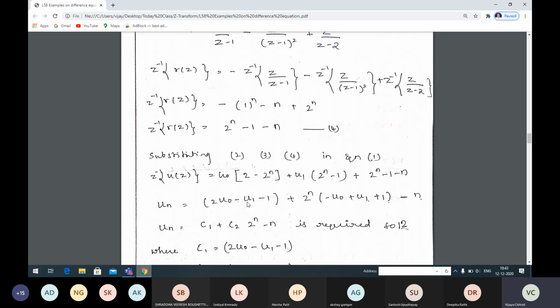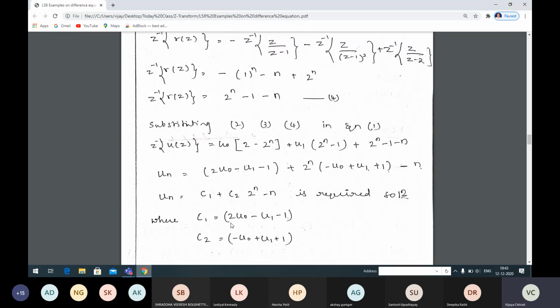and taking this as c1 constant. Anyway, u naught, u1 and 1 are constants. So taking this as c1 and this as c2, we can write u_n as c1 + c2 2^n - n. So this will be the required solution, and we have c1 equal to 2u_0 - u_1 - 1, and c2 is -u_0 + u_1 + 1. If you stop here also, no problem.